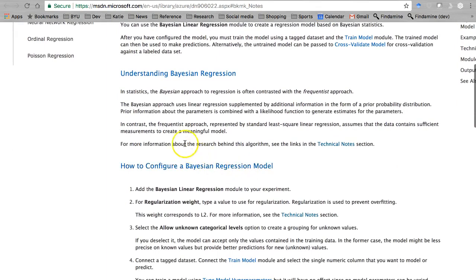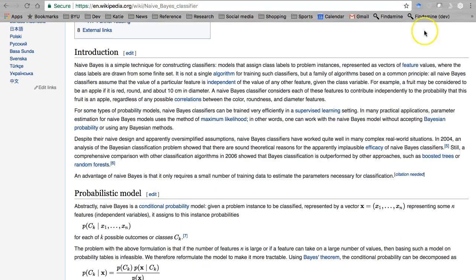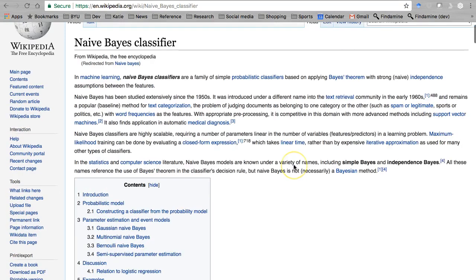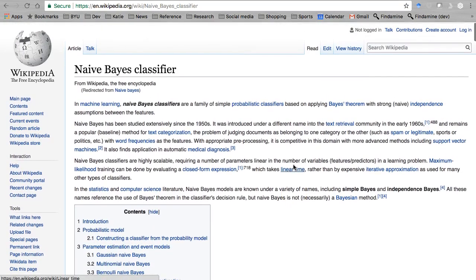Here's Microsoft's actual statement on the difference. Bayesian approach uses linear regression supplemented by additional information in the form of prior probability distributions. Prior information about parameters is combined with the likelihood function to generate estimates for the parameters. So it's not a bad read to read up on naive Bayes models and how they work. They've been around for a while.